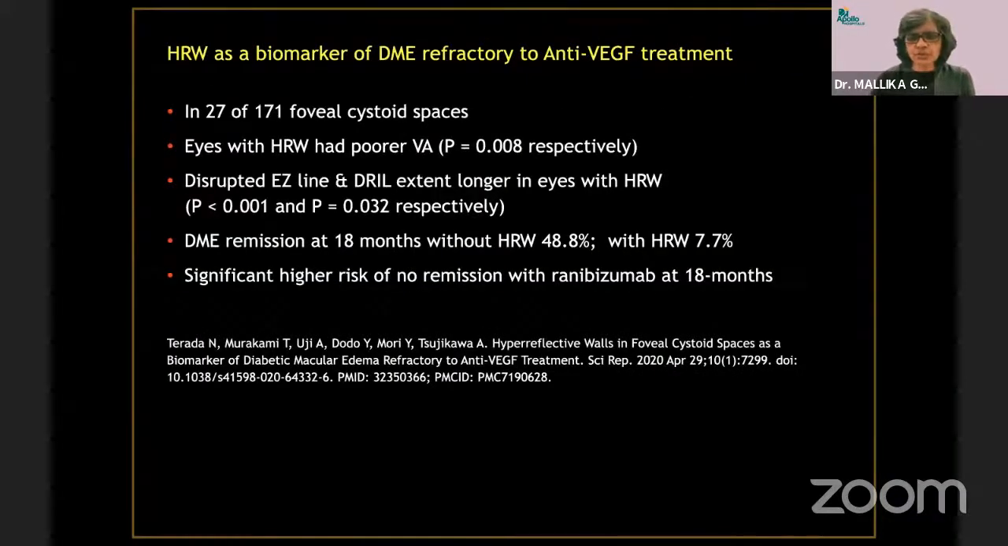So that's a poor prognostic sign and may be associated with other poor prognostic biomarkers such as disrupted EZ line and DRIL, which has been found to be longer in some studies with hyperreflective walls of cystoid spaces. It is found that DME remission at 18 months without these walls might be in up to 50% of the patients with treatment. But when these walls are present, the success rate reduces to 7%. So this may be an indicator of no remission with ranibizumab at 18 months.